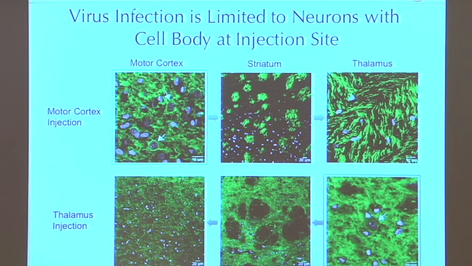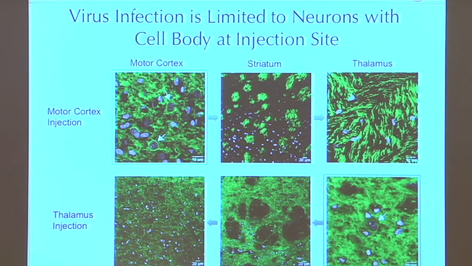where at the site of injection, we're going to have expression in the cell body and the processes. When we inject into the motor cortex, we see the cell body expressing channel rhodopsin, whereas in other downstream locations, you can only see the axons expressing from the cells that have projection from this injection site. And here is an example of a thalamus injection, where you again see the expression in the cell body in the thalamus, while you see axonal expression in the other downstream locations from this thalamus.